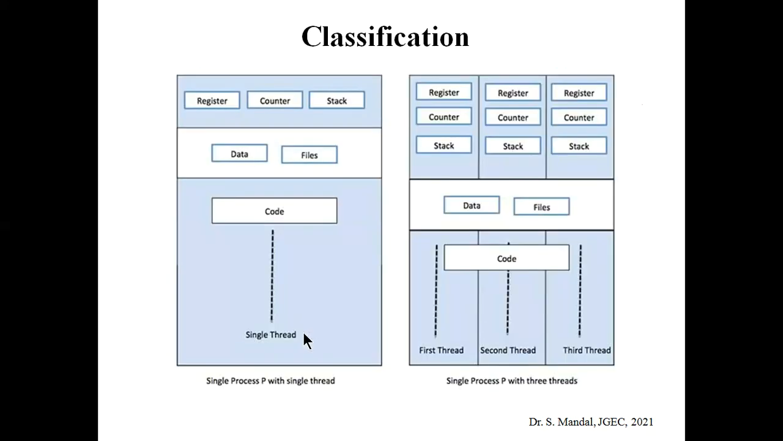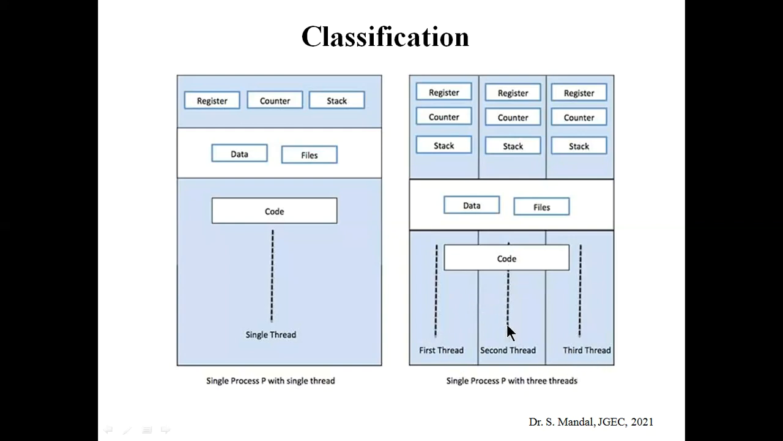Here you can see the first one denotes the single process, single thread, and this one is the multiple thread. This denotes the code section, this denotes the data and file section, and this denotes the register, counter, and stack for the respective thread. As this one is a single thread, it will perform a single task. So this one is not suitable for multitasking, but here there are three threads.